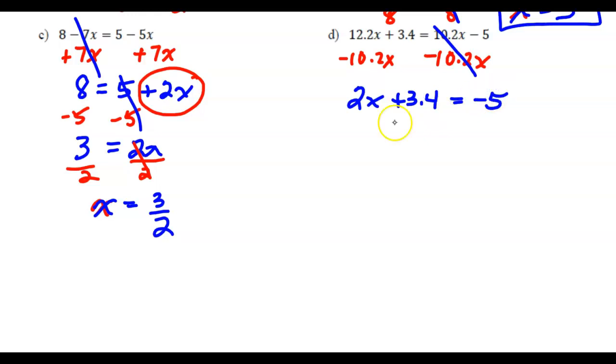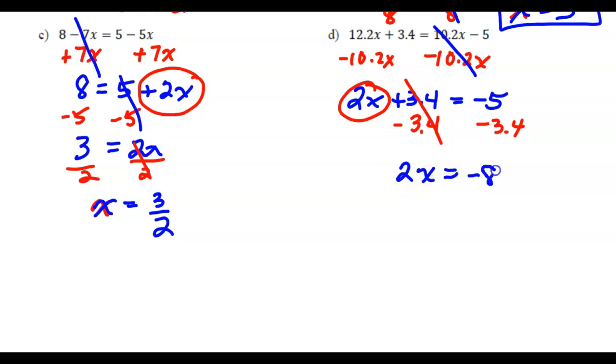Then we subtract 3.4 from both sides because we're trying to get that x term by itself. So that's going to be 2x equals negative 8.4. And then divide by 2.